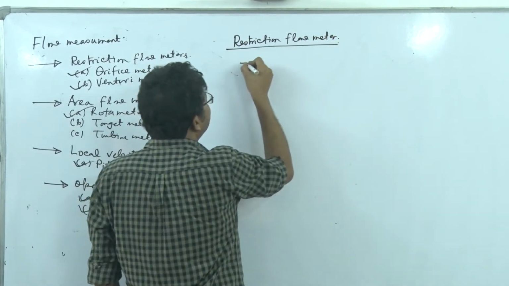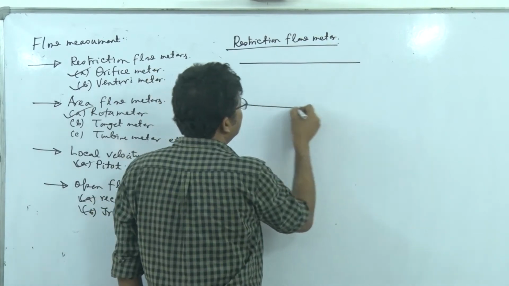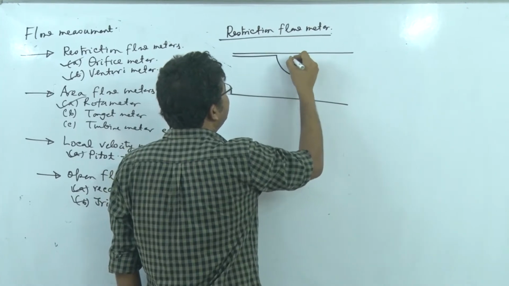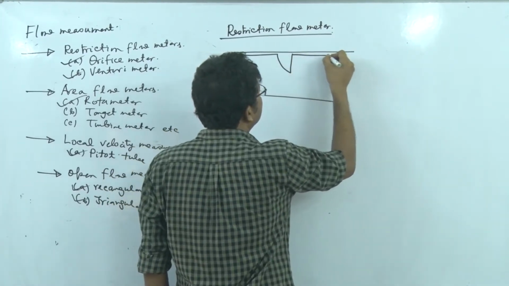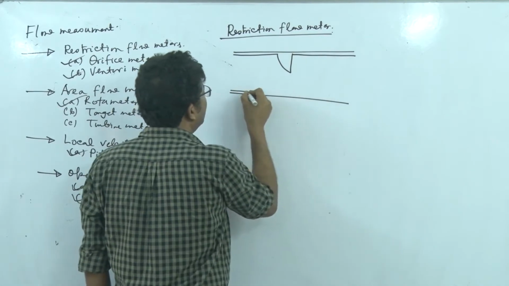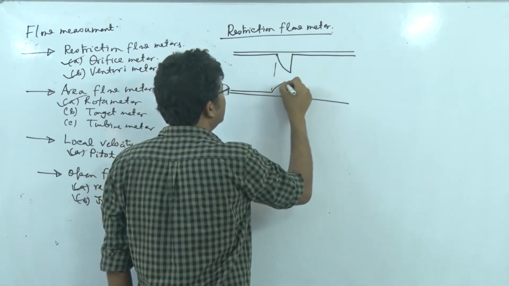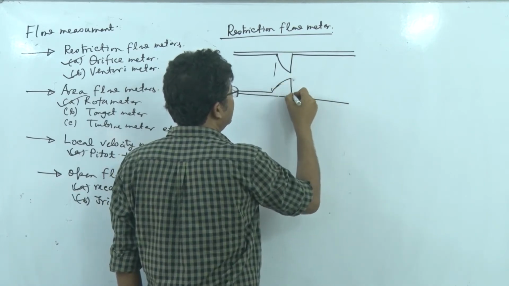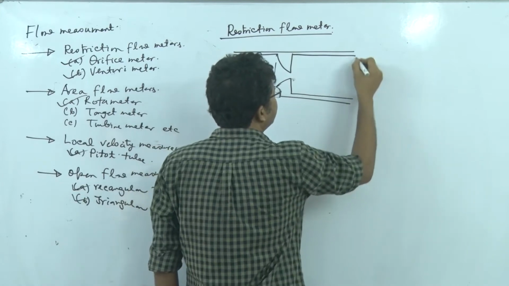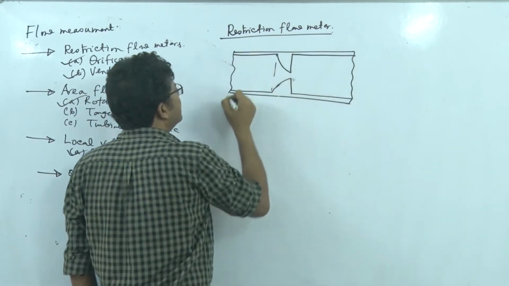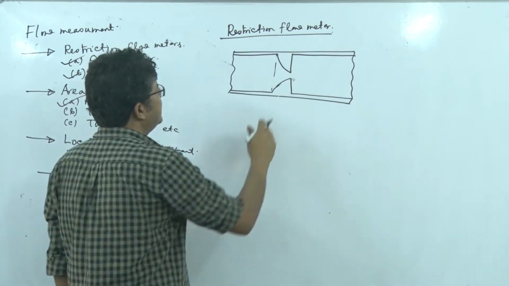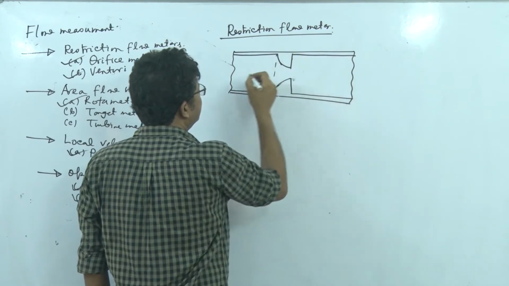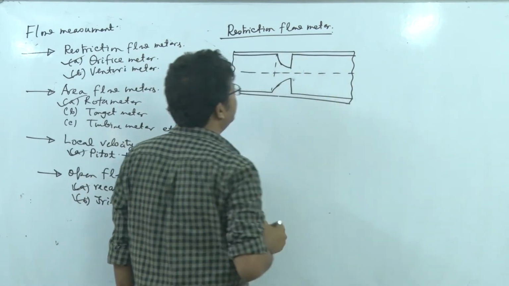You see that a restriction flow meter is typically used for internal flow, where we artificially create a restriction and obstruct the flow, by creating this reduction in available cross-sectional area. So as a consequence, what will happen? This is centrally placed, more or less like this. Let's say this is the center line.